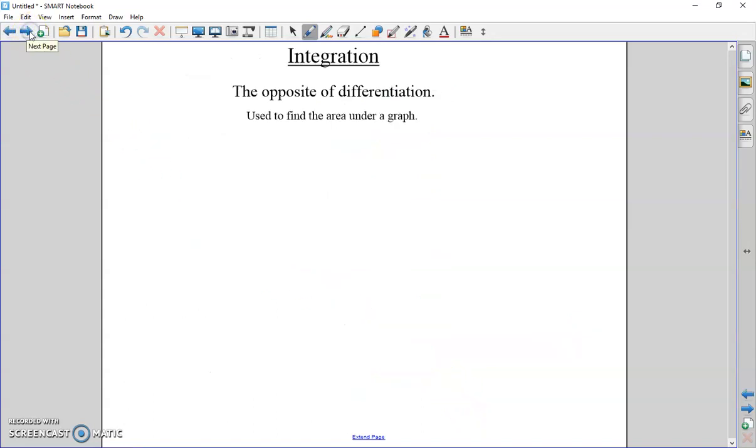Okay, on to integration then. So it's the opposite of differentiation, and usually its main application, if you like, is to find the area under a graph. Remember, differentiation is all about the gradient of a graph. So say for instance you had a velocity time graph, sketch one here, look, so this is velocity and time, it went something like that.